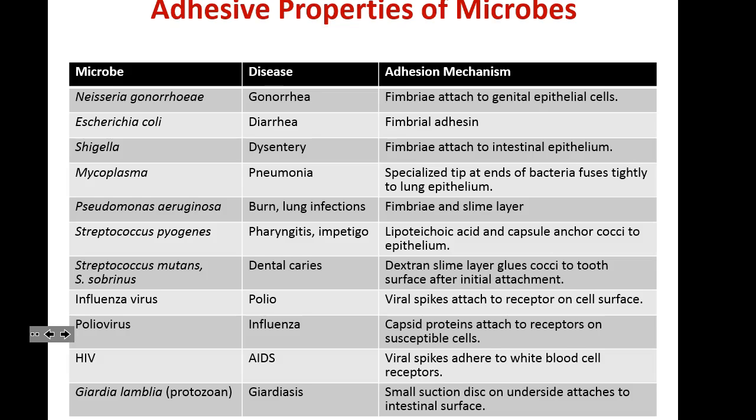Influenza virus can give you polio? No, polio virus, that's just the opposite. Polio virus gives you polio, and influenza virus gives you the flu, influenza. HIV, you get AIDS. The viral spikes adhere to white blood cell receptors. And Giardia lamblia is a protozoan that gives the disease giardiasis.